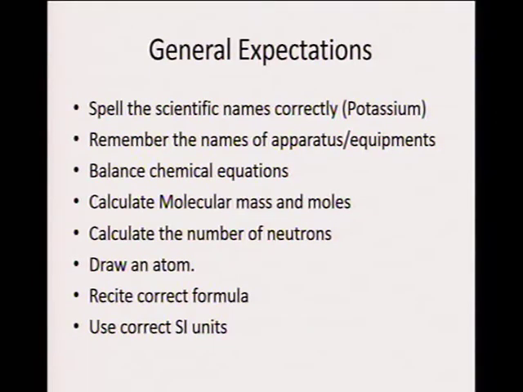You are expected to know from memory the correct formulas of elements, of compounds, of equations, and recite them correctly from memory. This you need to memorize, these formulas. And you are expected to use the correct units when you do your calculations.